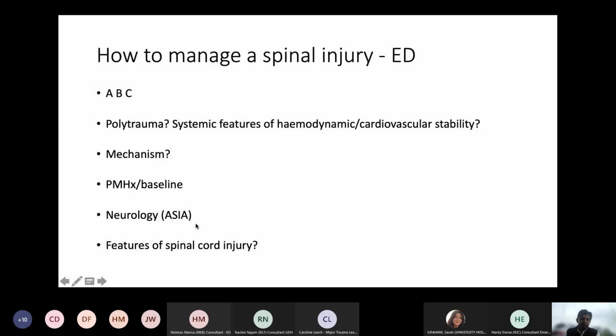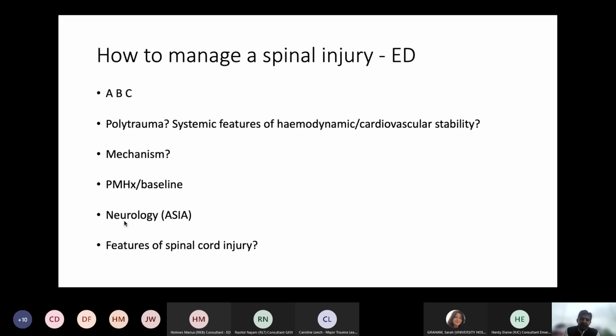The ASIA score is really important. It's not something that's always done in the emergency department, but it is done as soon as the patient either gets to the ward or if it can be done in ED, that's fantastic. That gives us some objective information about sensory level, motor level, bowel and bladder function, and things like that. And the other thing is whether or not the patient has features of spinal cord injury. So it's all well and good having a bony injury that's unstable, but has that caused impact on the spinal cord itself?